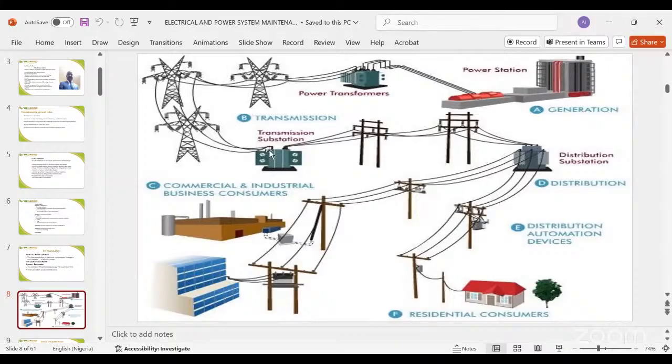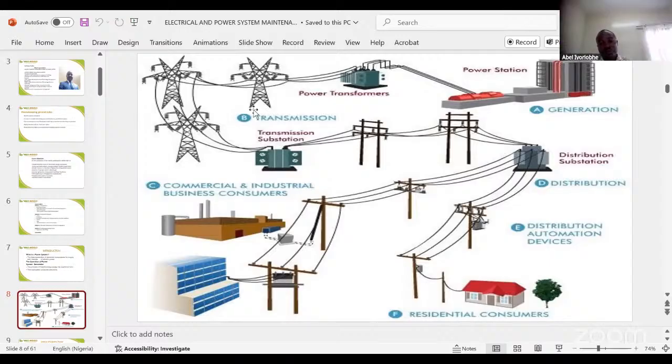Okay. This is the network of electricity generation and distribution. So this is the powerhouse, like the Kainji Dam or the Shiroro Dam, where power is generated and taken through this transmission line that you see when you are traveling along Nigerian roads, to commercial customers and residential customers.